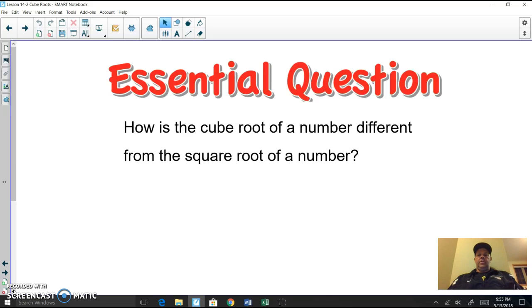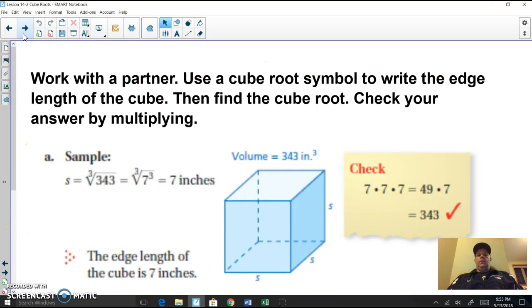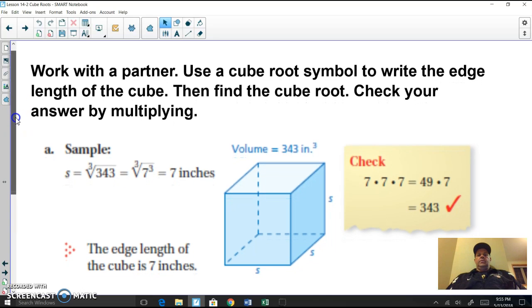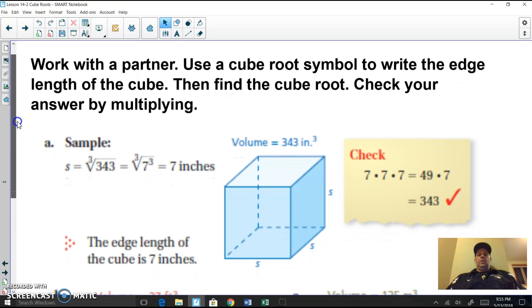Today's essential question is, how is a cube root of a number different from the square root of a number? The first thing that I would like for you to look at is sample A. We'll be using a cube root symbol to write the edge length of the cube. As you can see, the side equals the cube root of 343. Again, cube root means what times itself 3 times equals 343.